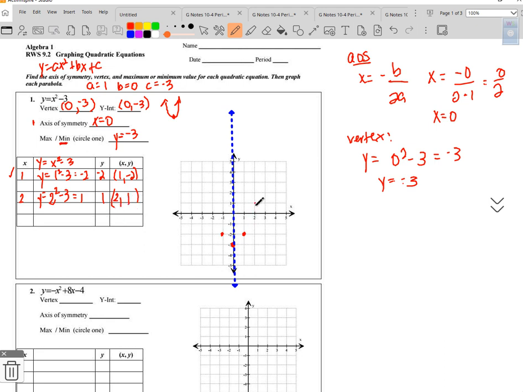Over 2 and up 1. Now I can mirror that point. This is 2 to the right of the axis of symmetry. I can go 2 to the left. Now I have my 1, 2, 3, 4, 5 points. And I sketch my parabola. If you don't sketch your parabola, you don't get full credit for the problem. The whole point is to graph it.